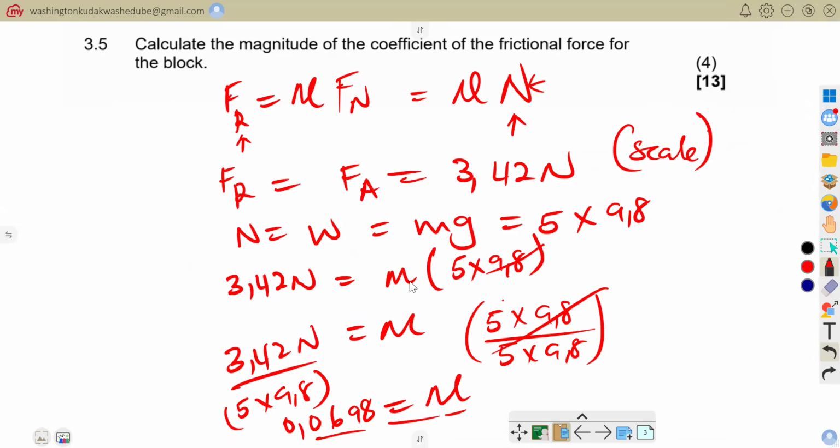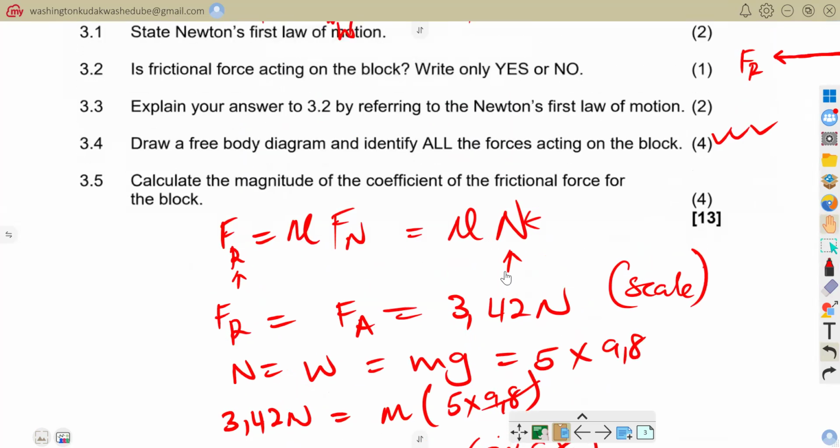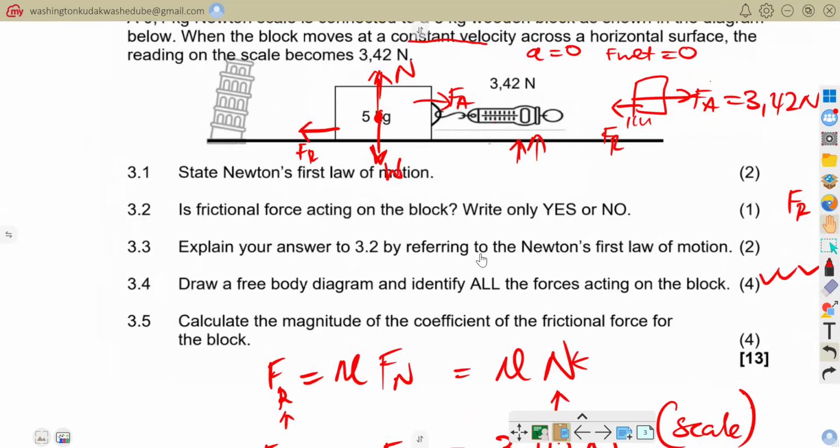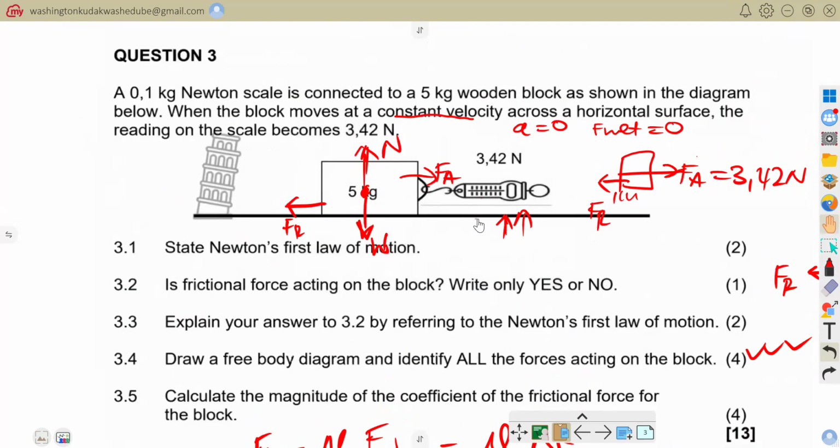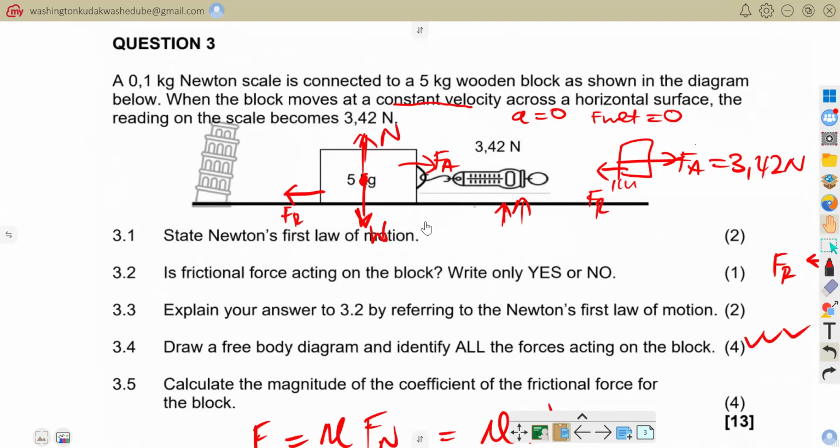This is simply how you calculate it. So these were the two questions that I wanted us to look at, and these were the two questions that I wanted us to use for our practice as well as recap.